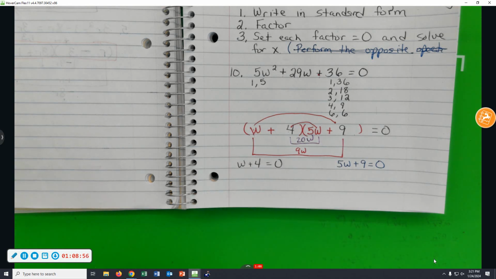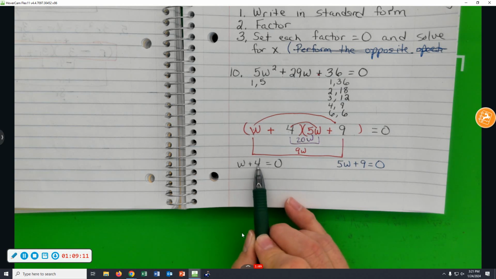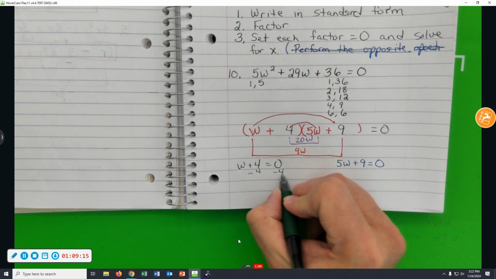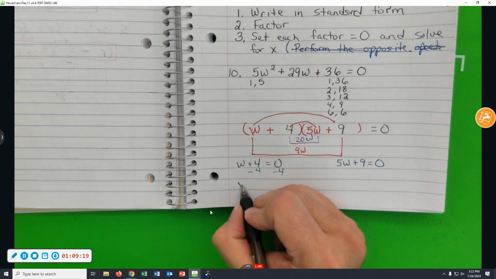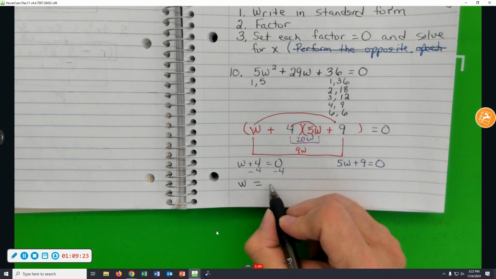So to solve a linear equation, you isolate the variable by doing the opposite operation to both sides of the equation. If I want to get this W by itself, what's the opposite of adding 4? Minus 4. So subtract 4 from both sides. I think I'm about to get my first answer. W equals -4.